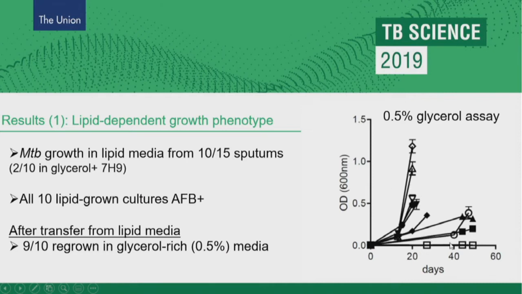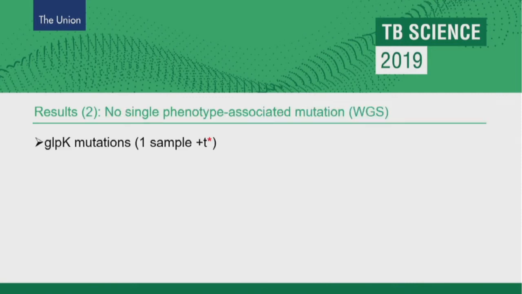These are the growth curves of these 10 samples. Although the kinetics are different, 9 of these 10 at least are able to use glycerol again for their growth. So next we want to see if there are any mutations that cause this phenotype.